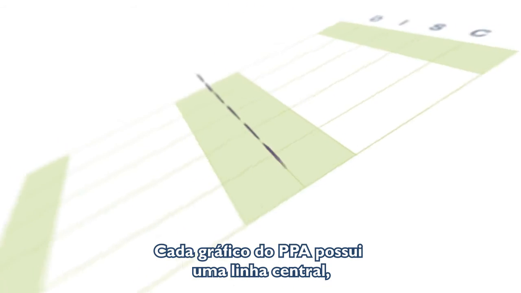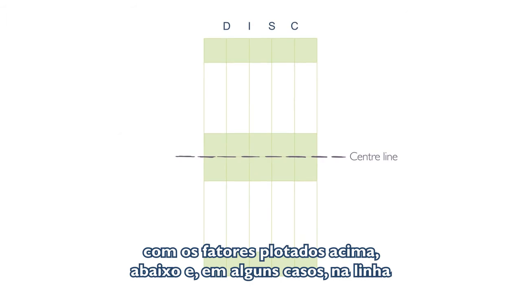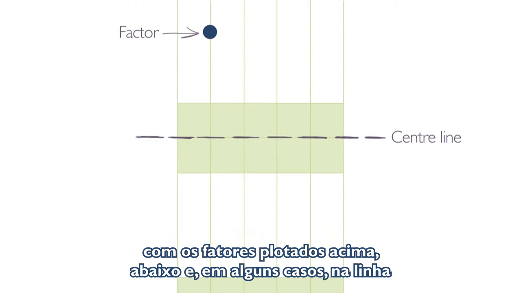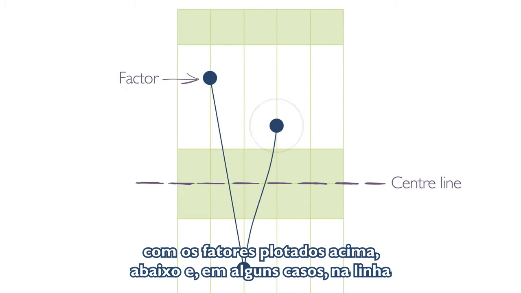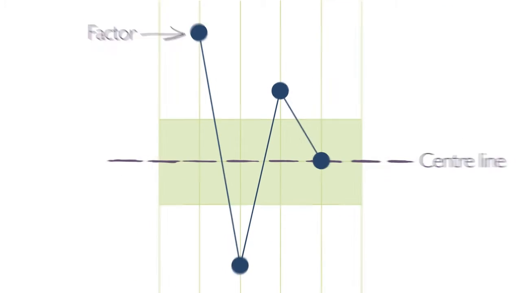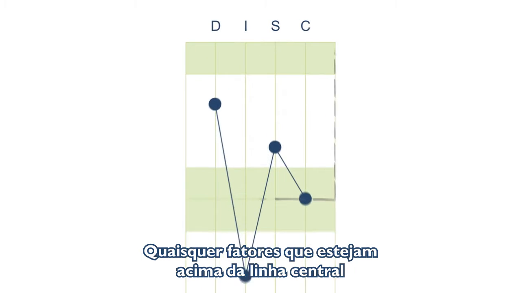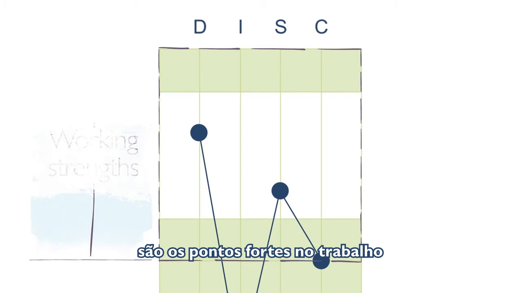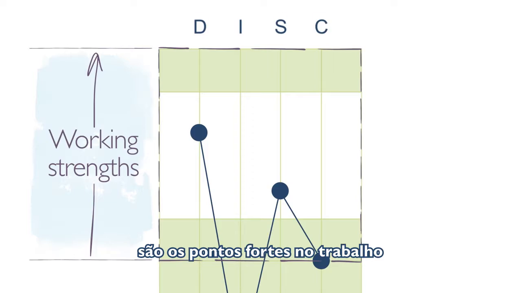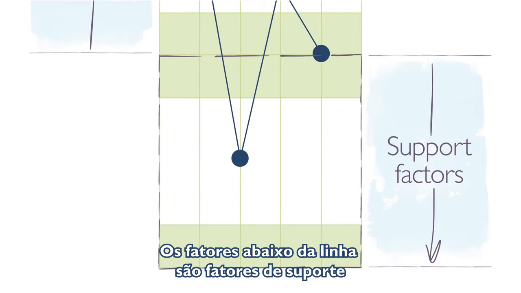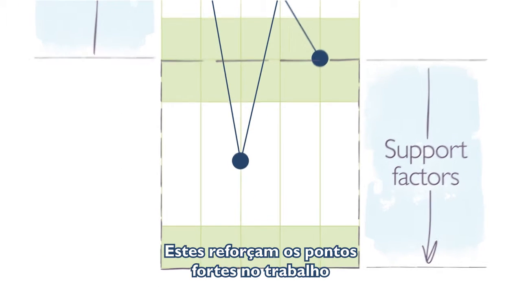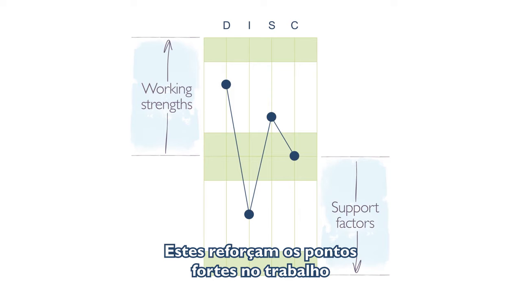Each PPA graph has a centre line with factors plotted above, below, and in some cases on the line. Any factors that are on or above the centre line are an assessment taker's working strengths. The factors below the line are support factors. These reinforce the working strengths.